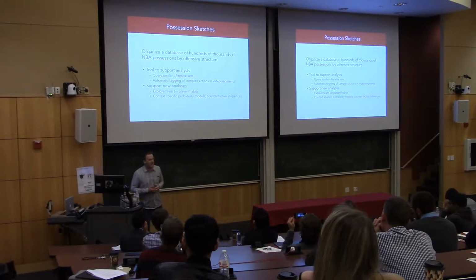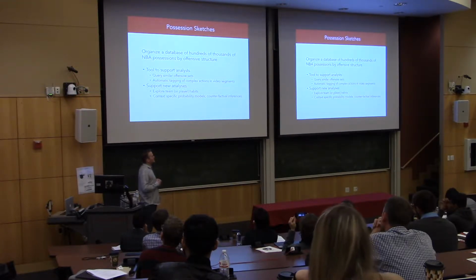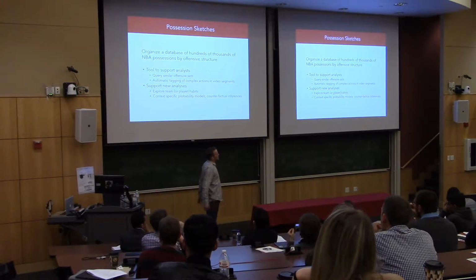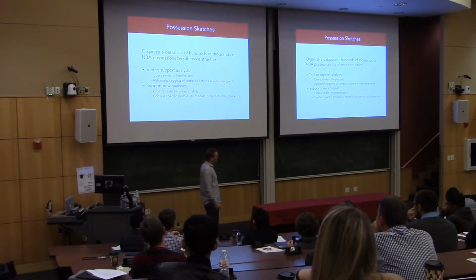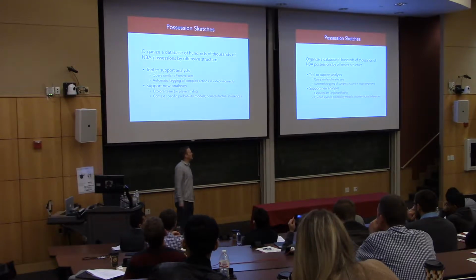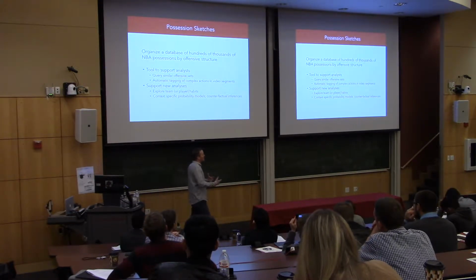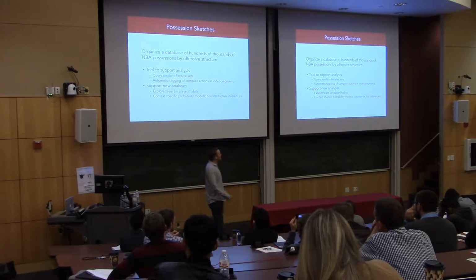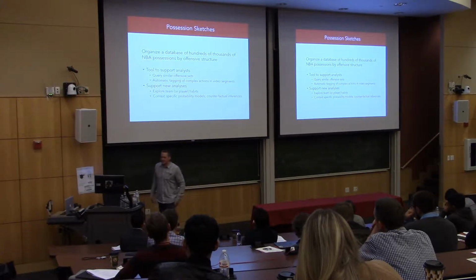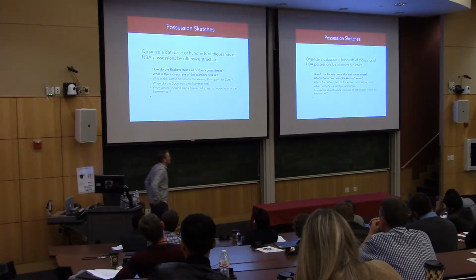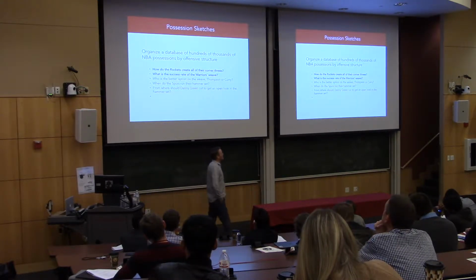The idea is that you could then query similar offensive sets. You could say, find me two possessions that look very similar in terms of what was happening on the court, and automatically tag complex actions without hand labeling. Really, the aim here is to allow us to answer a whole bunch of new questions. These are the questions that got us thinking, questions that we've been posing for a while.